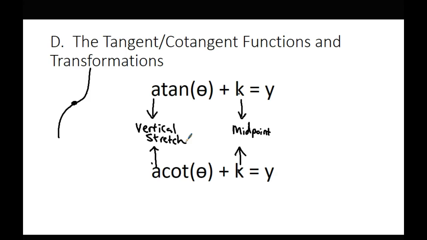It's not like the sine and cosine waves, right? It's like a weird. Yeah.